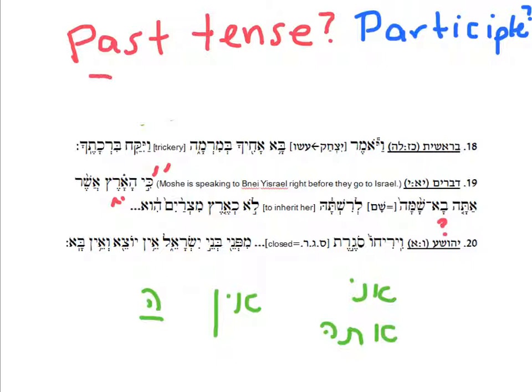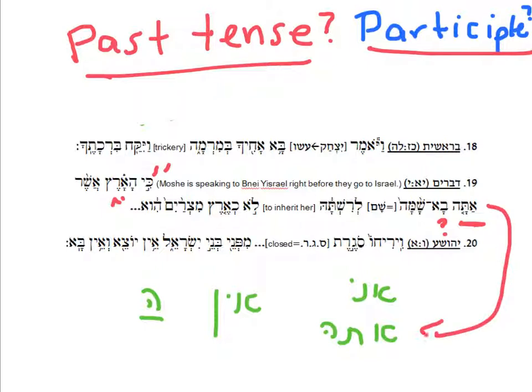So is ba past tense or is it a participle? So look at the word that immediately precedes ba, atah ba, right? If it were past tense, it would have been what? Atah ba'ta, right? So just look at my first clue. Atah ba'ta would have been past, so we know this is a participle. So because the land that you are coming, or will come there, to inherit her, l'rishta, to inherit her.